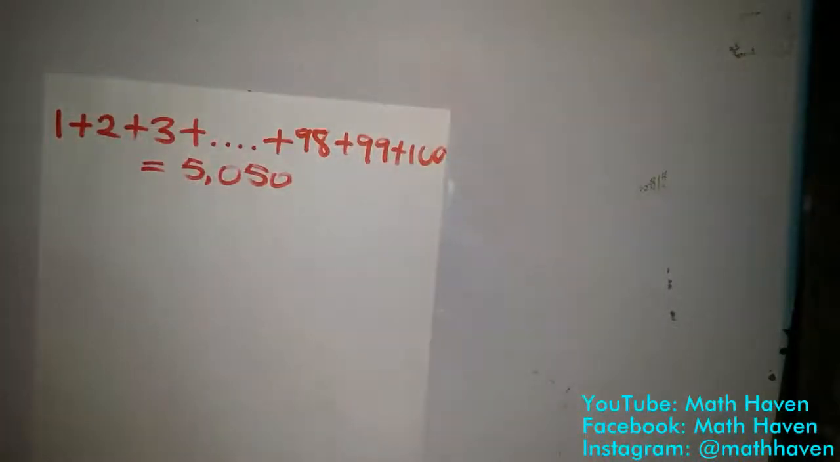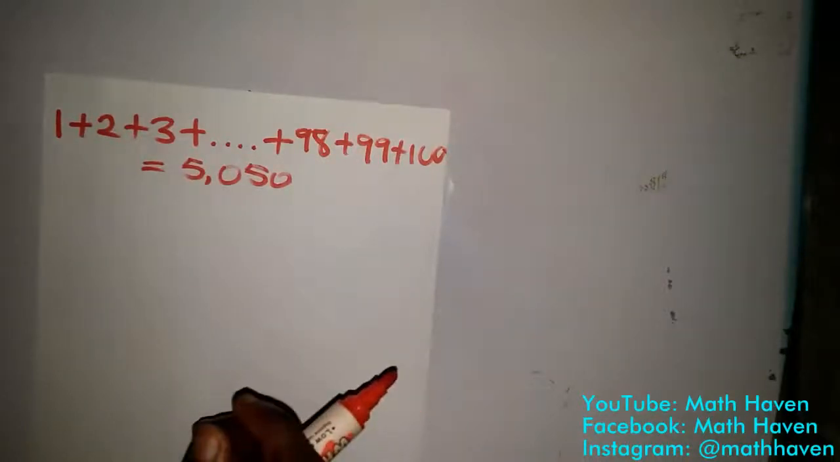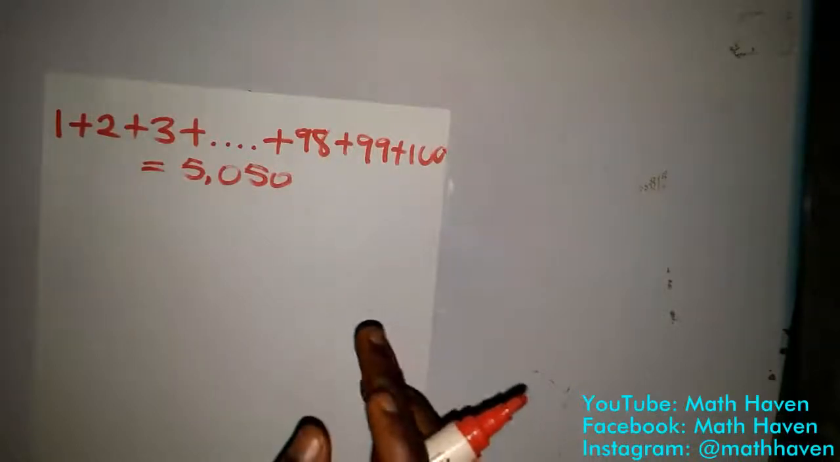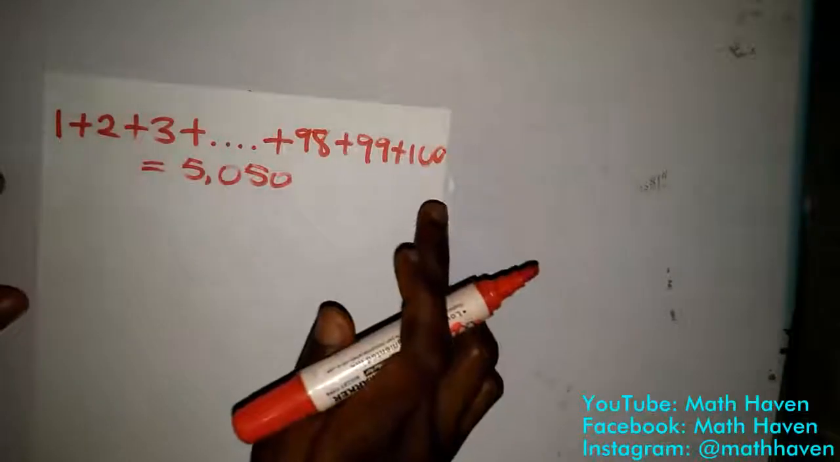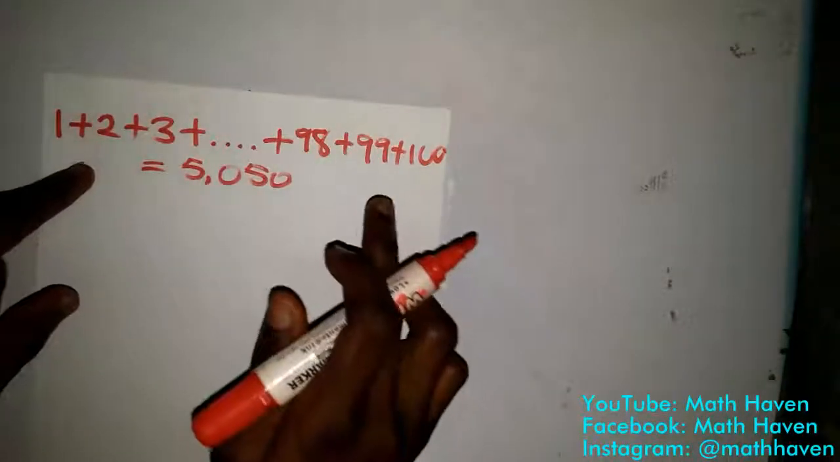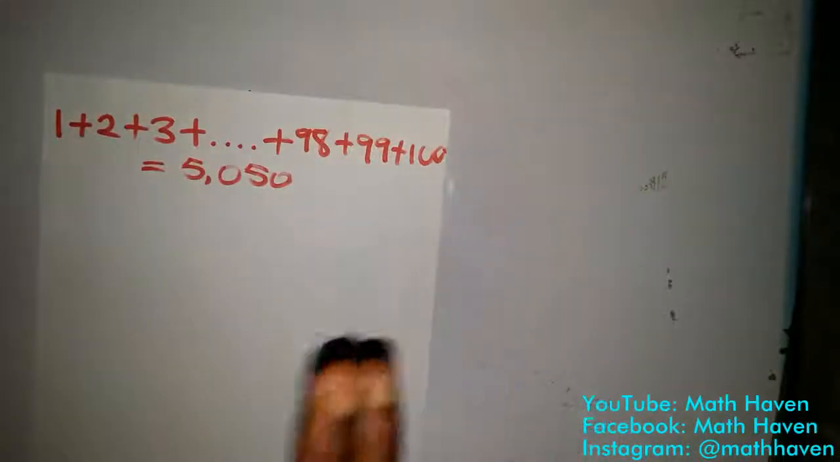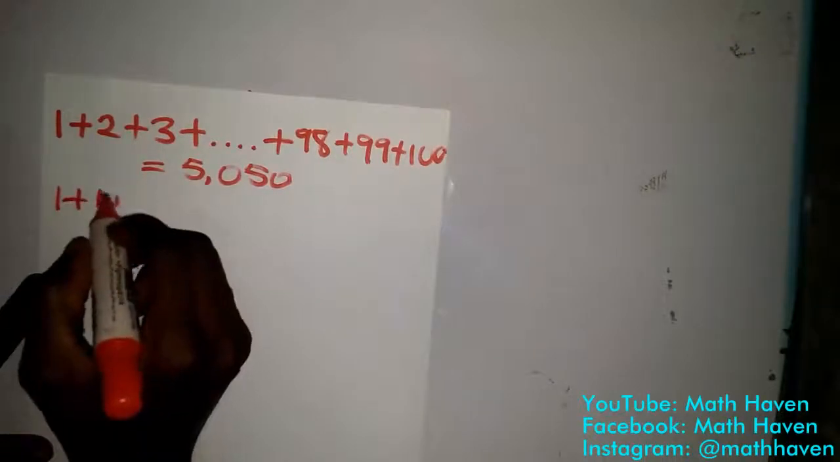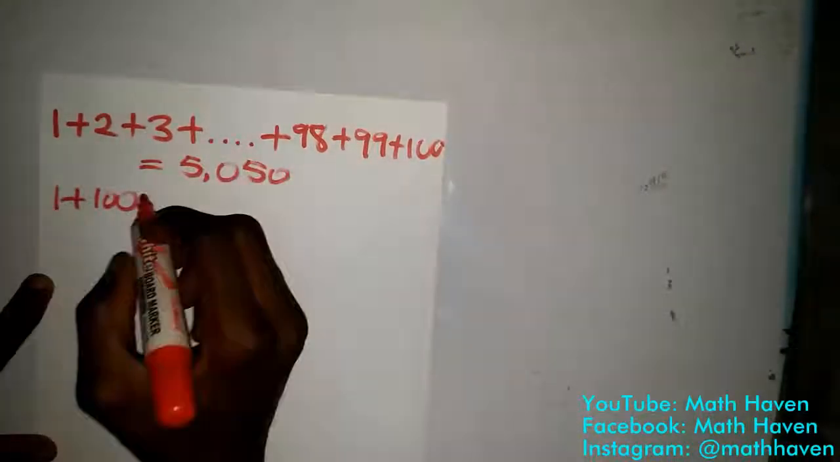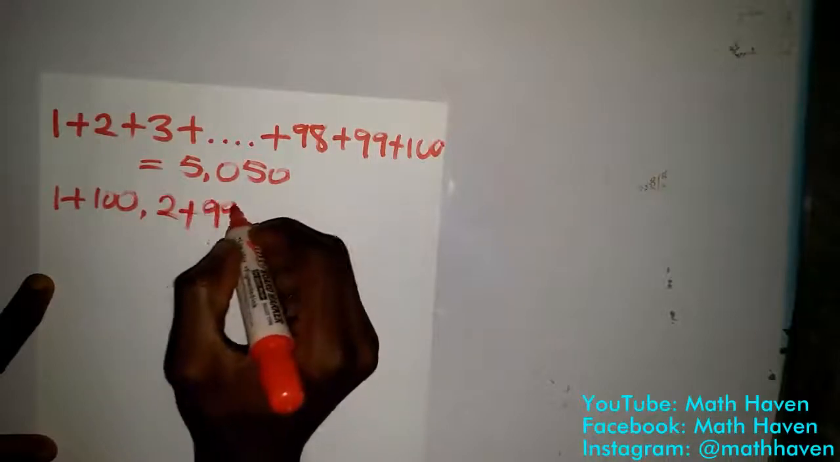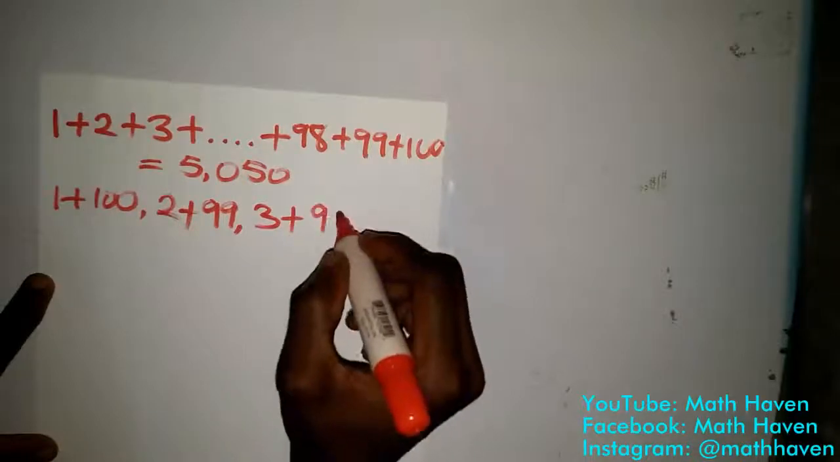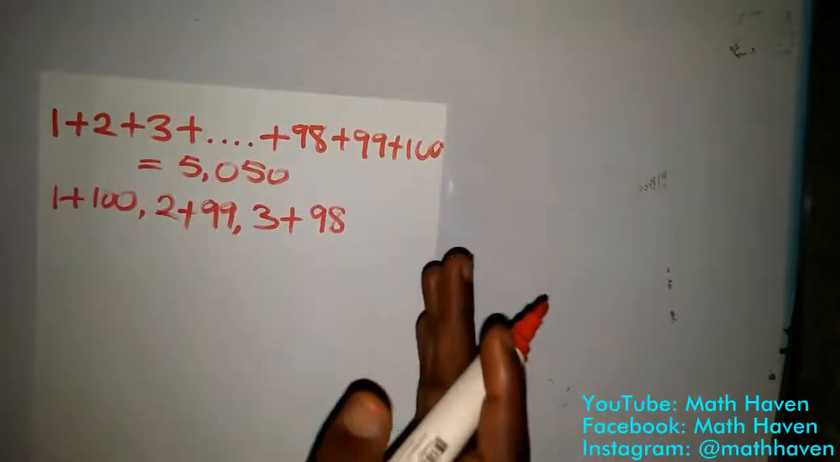Now, it's not some dark magic, it's just a simple trick. To solve this, what you have to do is to add the first and the last number. Take the second and the second from the back and keep adding until you get to the middle. So we have 1 plus 100. We have 2 plus 99. We have 3 plus 98. On and on like that.